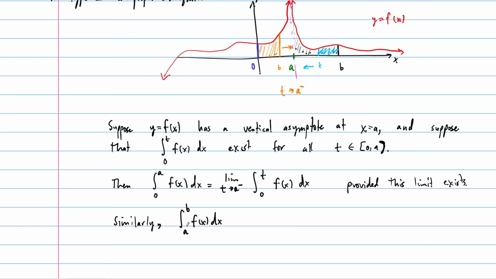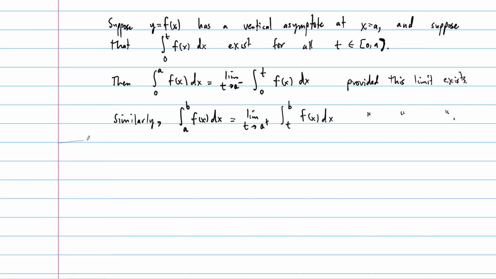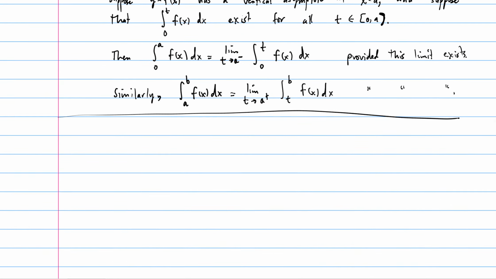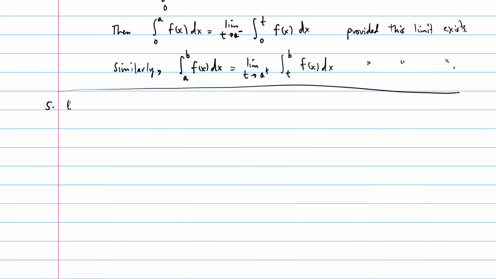The problem here is a. The vertical asymptote is the potential problem, so that's the one that we need to use the limit to take care of. So this time we take the limit as t approaches a from the right of the integral from t to b of f of x dx, again, provided the limit exists. This is the idea with type 2 integrals, and let's do some examples. So we're up to number 5, examples with type 2.